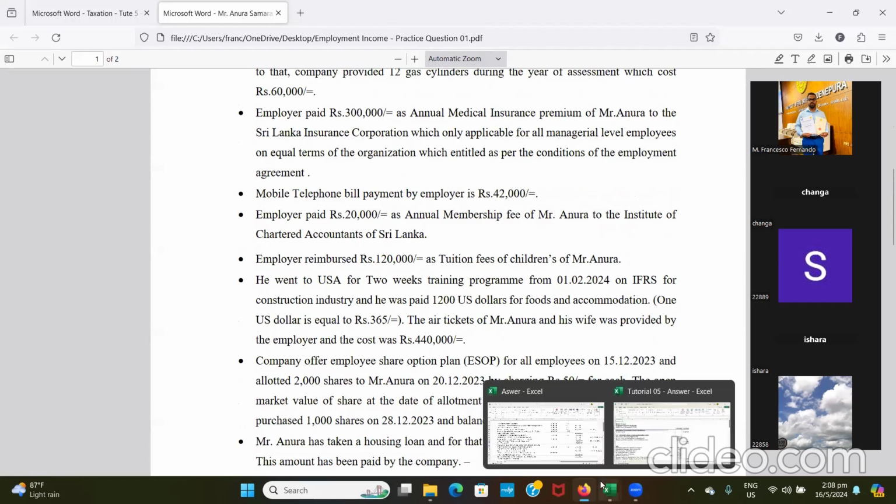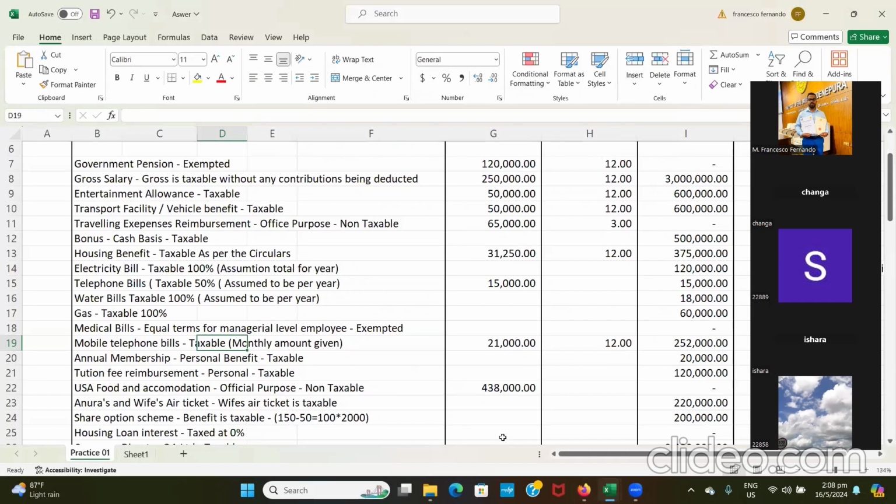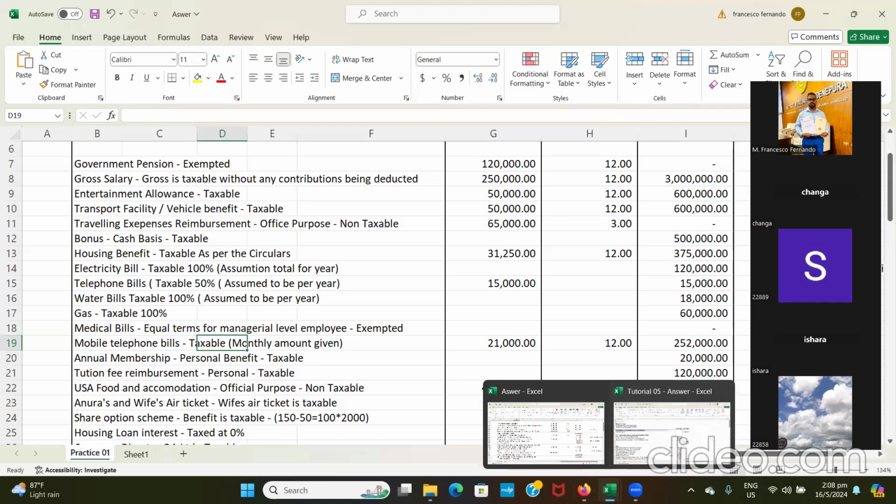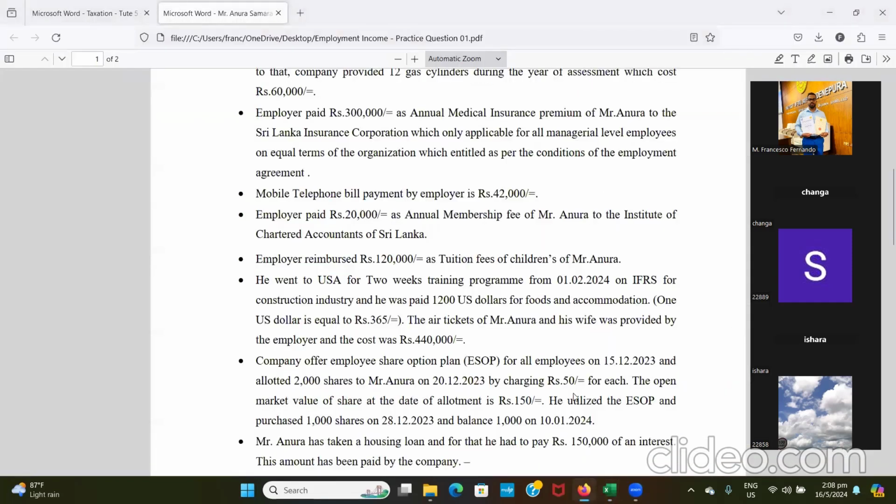So what we can do now, this is not given whether it is monthly or annually, right? It is not given whether it is monthly or annually. So simply, either we can assume this is a monthly amount, or else we can assume this is an annual amount. Here, since this is 42,000, it's a small value, no? We can assume it as a monthly value, right?